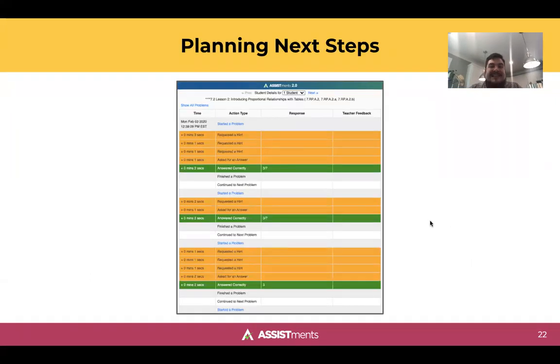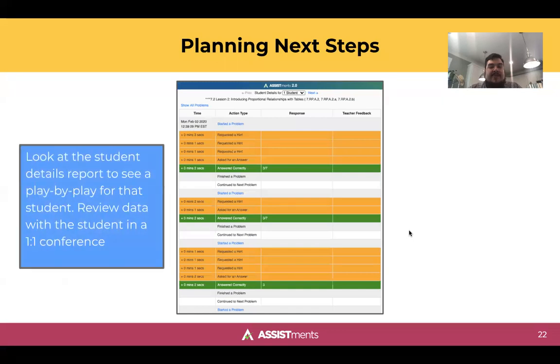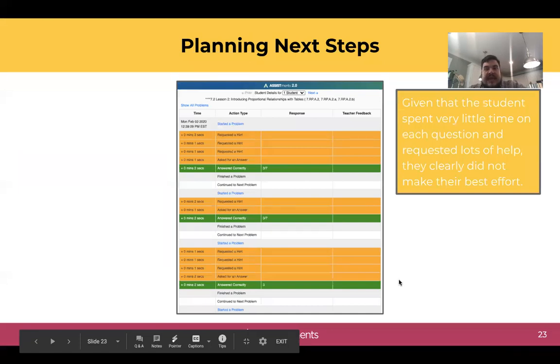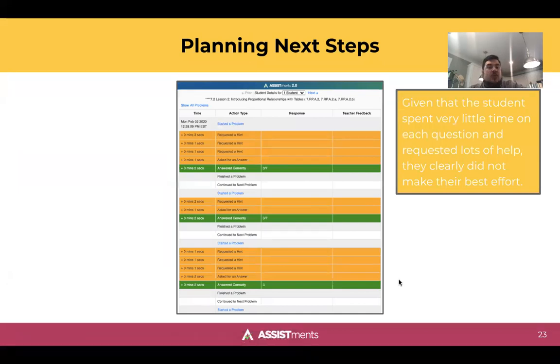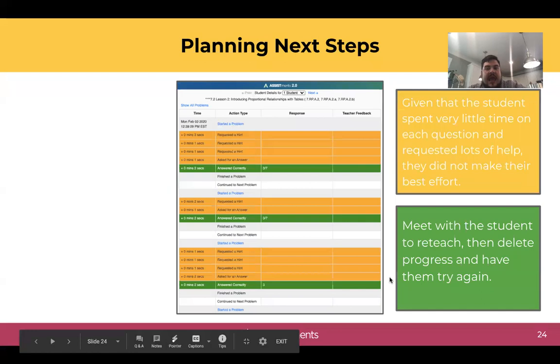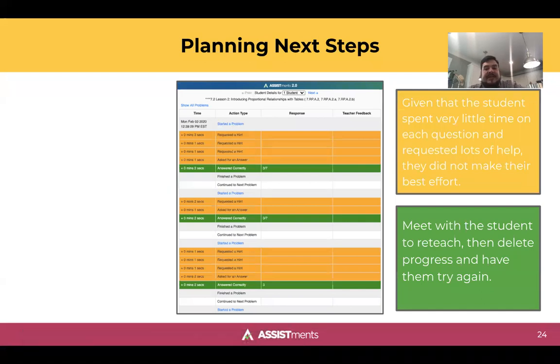In terms of planning next steps, we might decide, based on looking at that data, to go ahead and look at the student details report to see the play-by-play for what the student did. These detail reports are also great if you want to bring that student in and have a one-on-one conference about their performance. Given that the student spent very little time on each question and requested lots of help, they clearly did not make their best effort on the assignment. And so you may decide to meet with the student to reteach, then delete progress and have them try again.